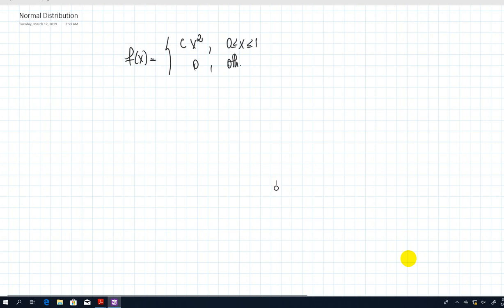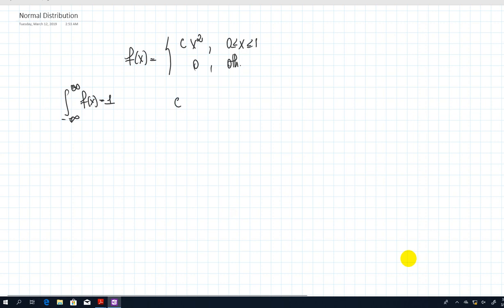We know that if I integrate the density function from minus infinity to plus infinity, it should be equal to 1. Why is it equal to 1? Because in a continuous case, the probability is the area under this curve, so the total area under this curve should be equal to 1, and that is the integral of this function from minus infinity to plus infinity.